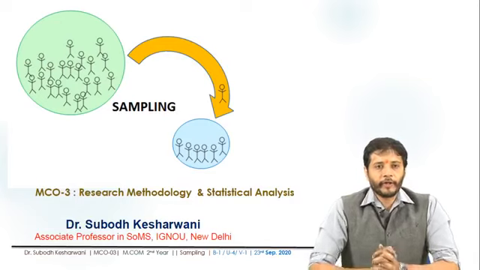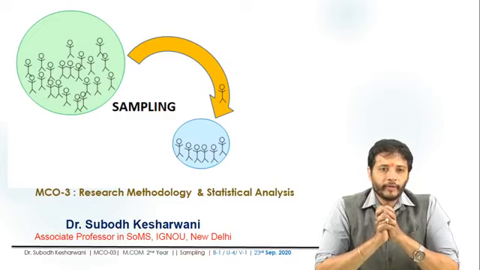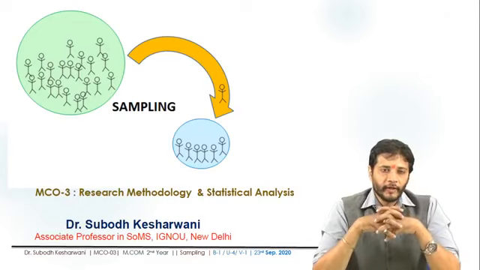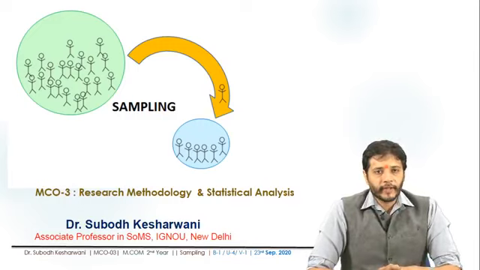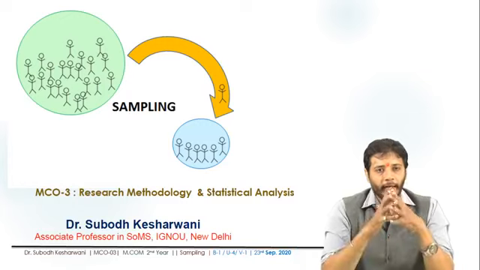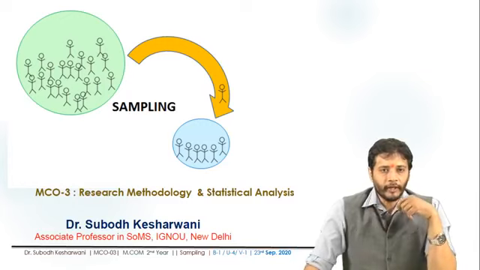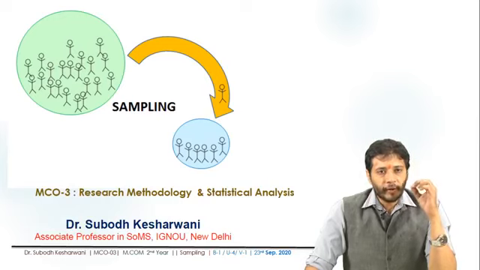Being the program coordinator of this particular course called MCO3 Research Methodology in Statistical Analysis, we have a very thought-provoking session, starting from various aspects of research and landing up at a very eagerly awaited topic called sampling. When we are talking about research, sampling is going to play a very important role. If you talk about the population, the sample, and the various aspects, we have observed how important sampling is.